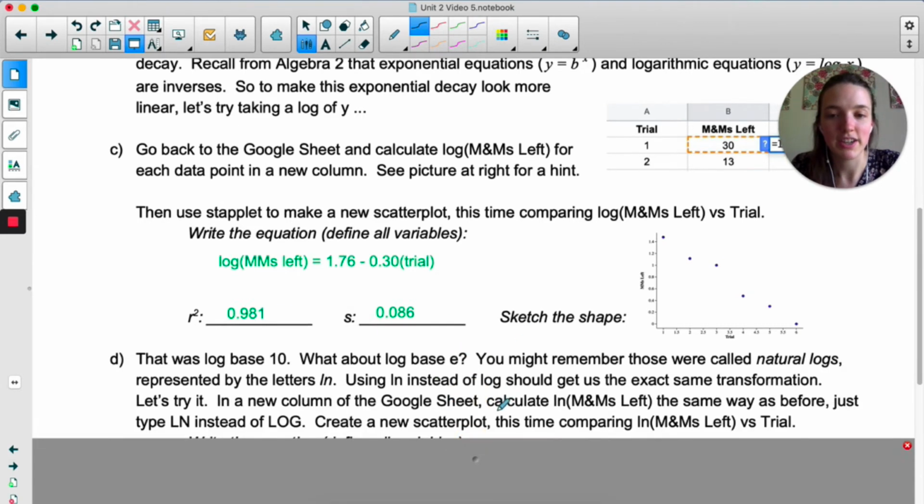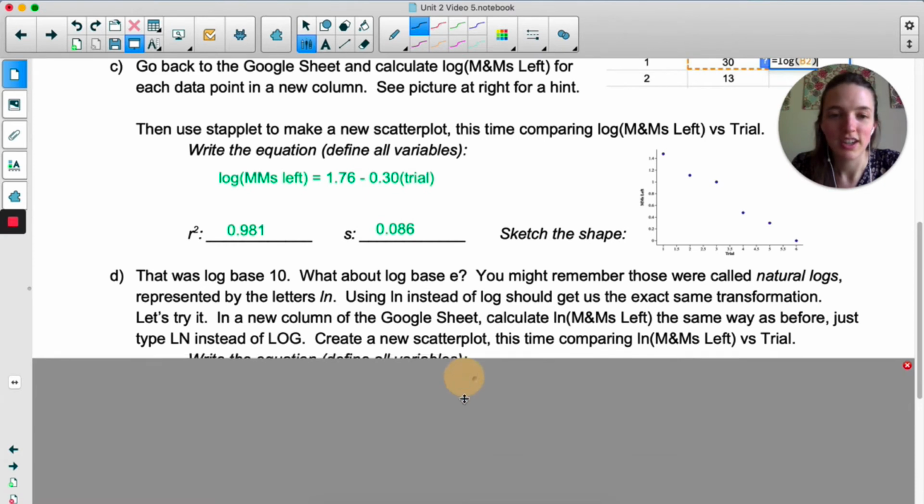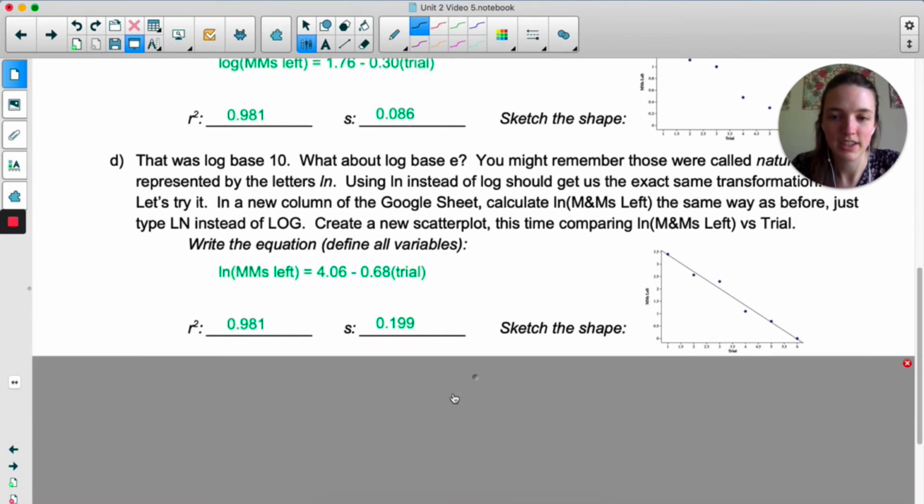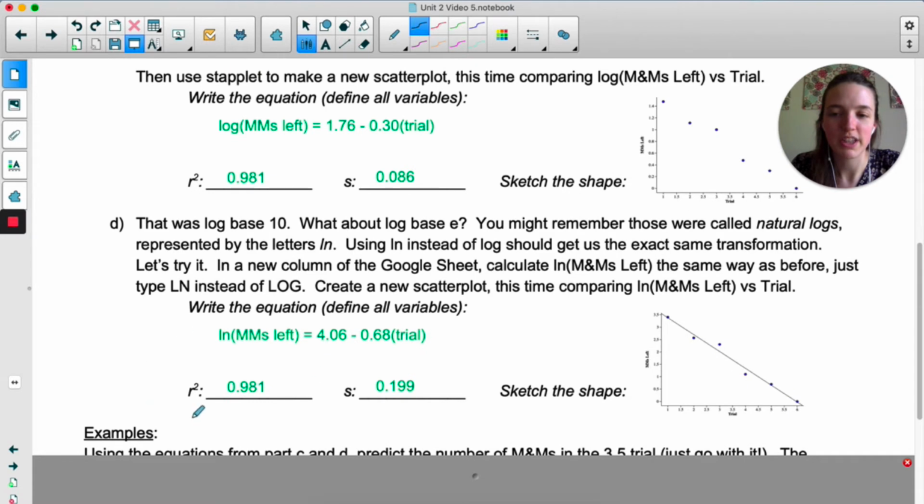And then just for fun, we can take natural log of y. You'll notice for this one that R² is exactly the same, but the standard deviation is a bit different. That's just because natural log is base e and log is base 10. We have a slightly different scale for the y-axis, but the x-axis is staying the same. So these scatter plots are essentially exactly the same, it's just the scales of the y-axis are different, which means r and R² stay exactly the same.